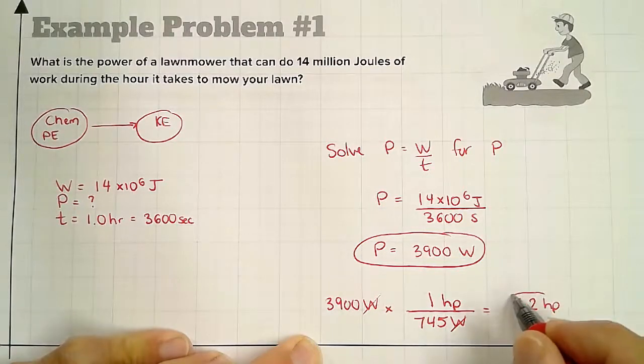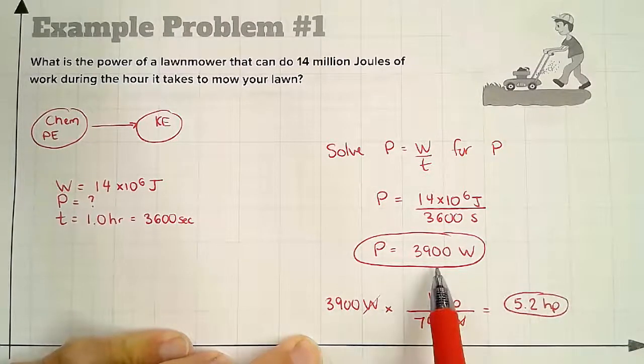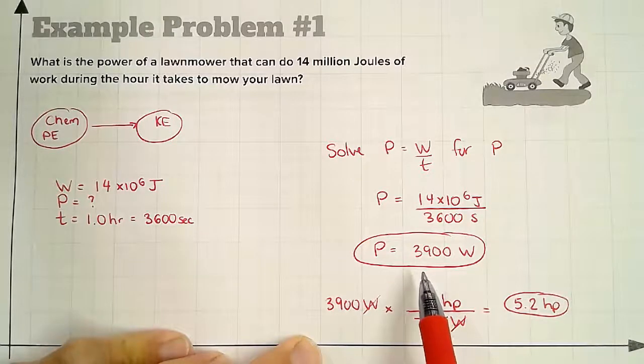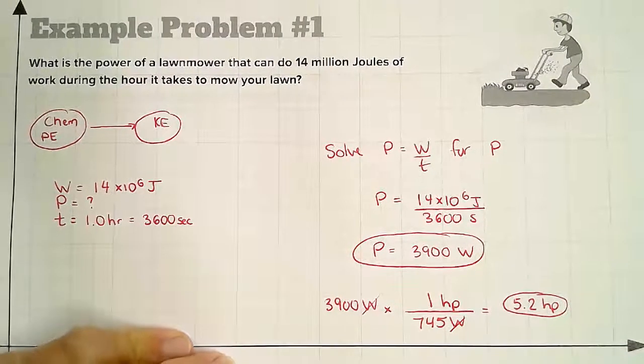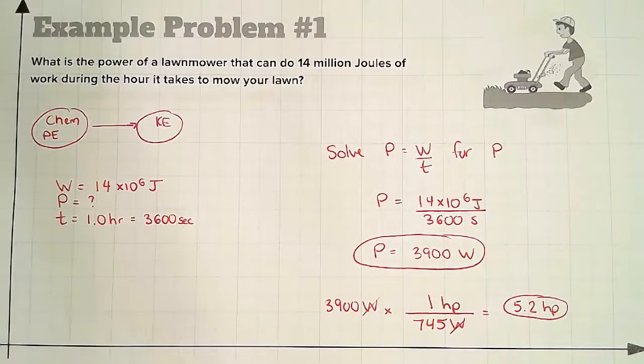So another way to express the power of my mower, the rate that it transfers energy, besides in joules per second, or watts, is in horsepower. So this lawnmower is about a 5 horsepower mower. And that gives you an indication of how much energy it can transfer compared to a horse or a mining mule. Okay?